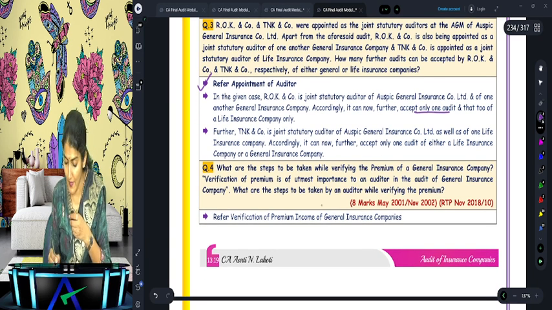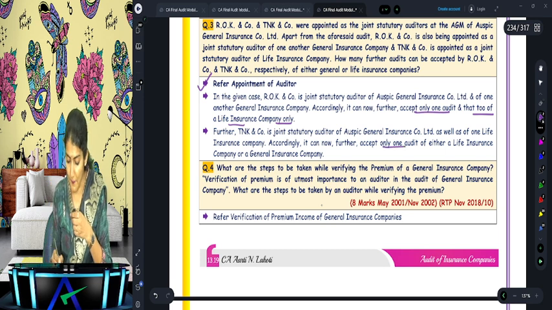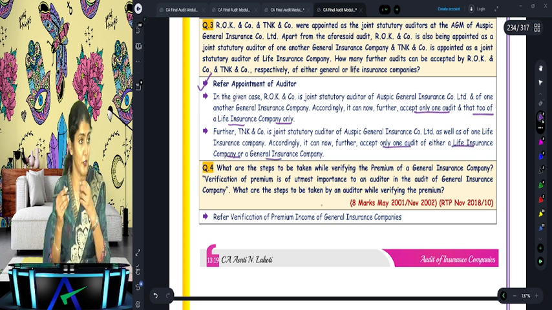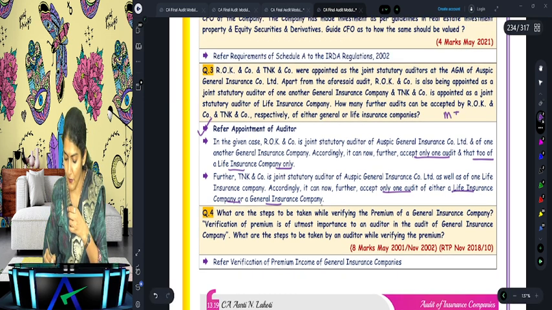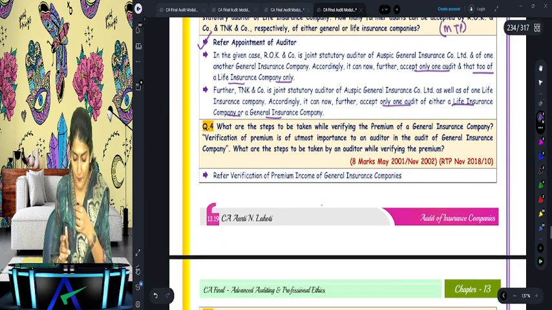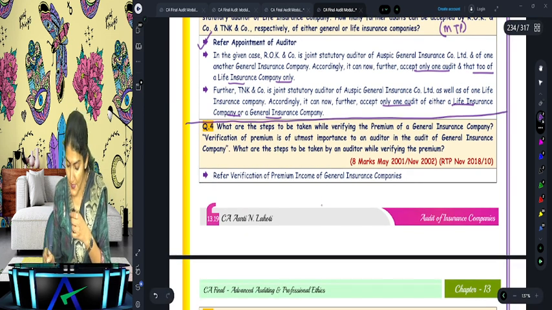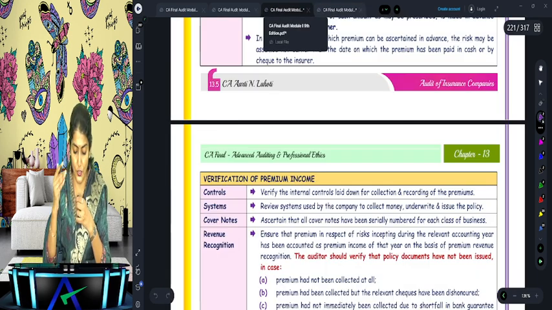And what does it say? It can accept only one audit, and that too only of the life insurance company. Can accept only one audit, but that one audit could be of life or the general insurance company, right? So you need to know the provisions and accordingly write down the answer. So this is again a MTP question, right? And then after that we have the question number 4, which is regarding the verification of the premium income of the general insurance company, right?